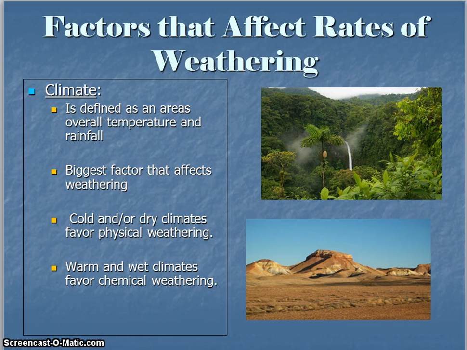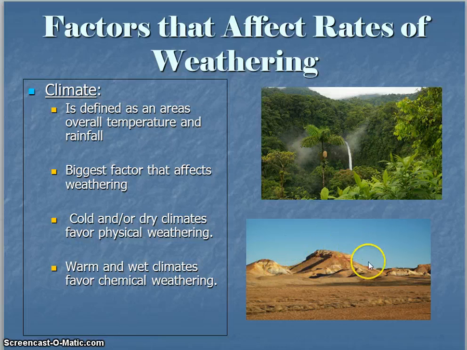And the first one is climate. Climate plays a huge role in determining what type of weathering is going to occur. Climate is defined as the area's overall temperature and rainfall. If you look at the pictures here, we have a tropical forest. In the tropical areas, where they're getting a lot of rainfall and the overall temperatures are very high, they will get a high rate of chemical weathering occurring. So all of the rock material that is breaking down has a chemical composition that's different than the original.